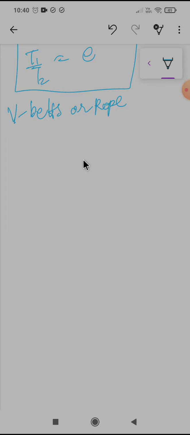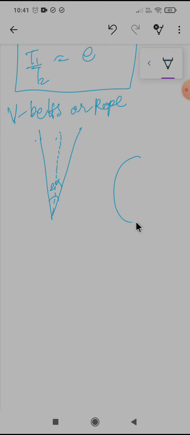So in V belt and rope belt, the belt is not flat but V shaped. So suppose this is our belt and suppose it is creating an angle equal to 2 alpha, and this is the center line of that V belt. Now the tight side and the slack side.